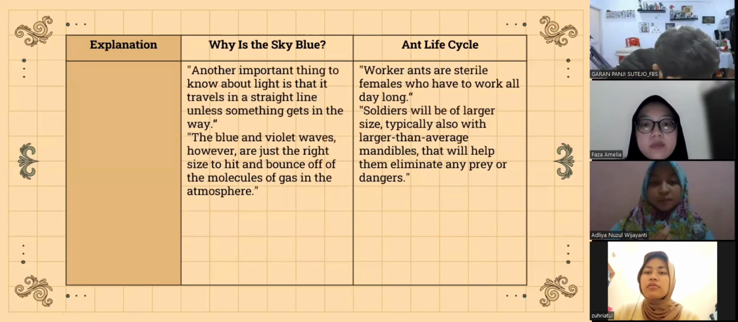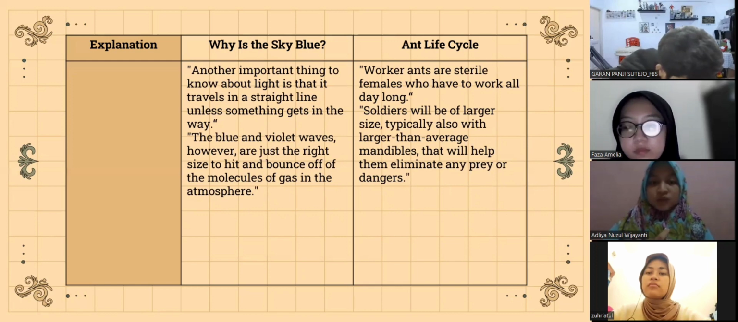5. Another important thing to know about light is that it travels in a straight line unless something gets in the way. 6. The blue and violet waves, however, are just the right size to hit and bounce off the molecules of gas in the atmosphere. Okay, back.